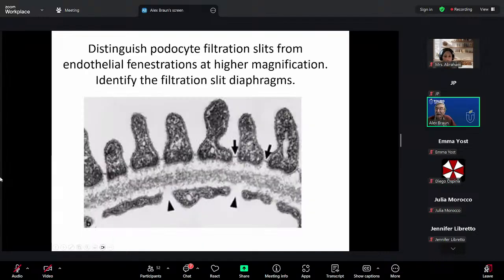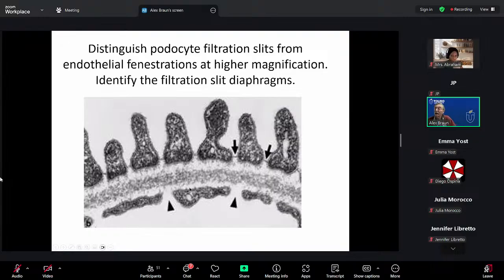Here's a higher magnification showing you the three elements of the glomerular capillary wall, which make up the glomerular filtration barrier. Here's the lumen of a capillary. You cannot see the blood cells in here, but this is the lumen of a capillary. On the inside, you have fenestrated endothelium. The openings in the fenestrated endothelium are fenestrations, that's all. They are indicated by arrowheads. Remember, this is an arrowhead. It is not an arrow.